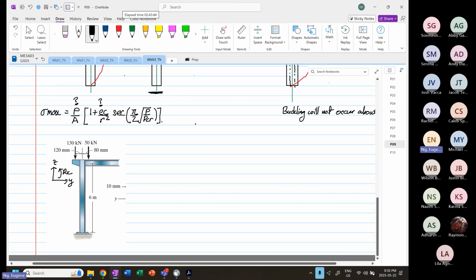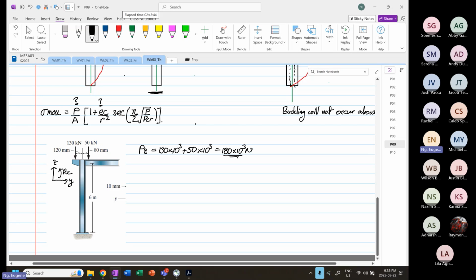So we know that the PZ, the axial load, will be equal to 130 times 10 to the power 3 plus 50 times 10 to the power 3. So the PZ that we have is equal to 130 plus 50, which is 180 times 10 to the power 3 Newton.